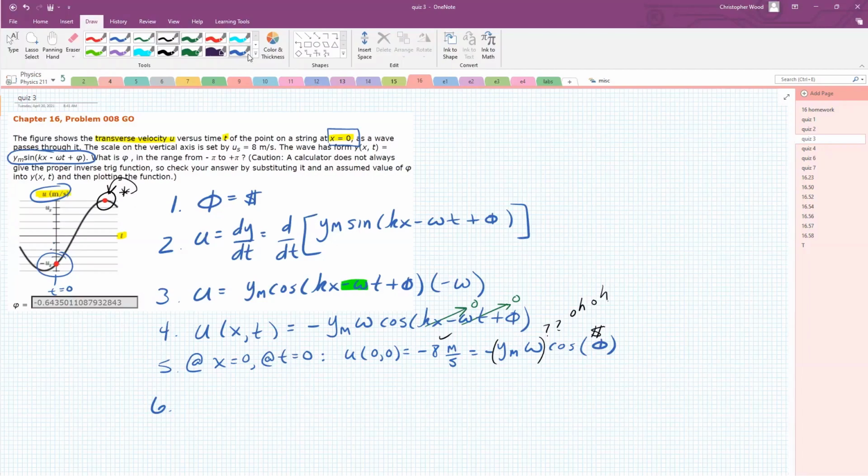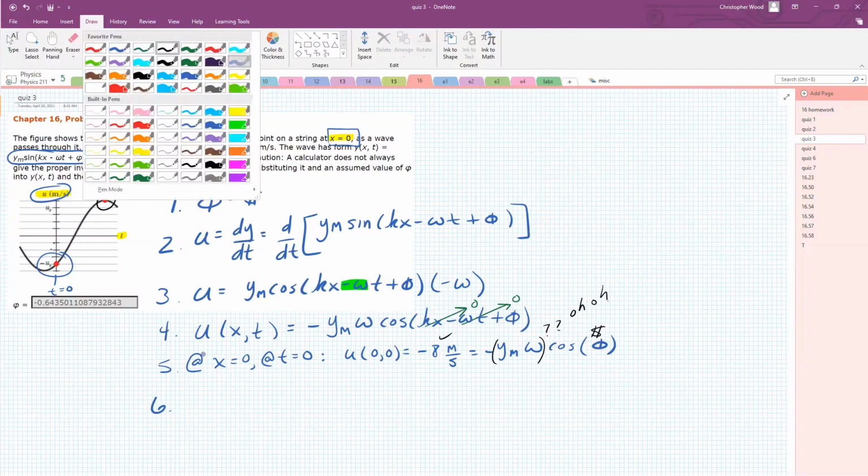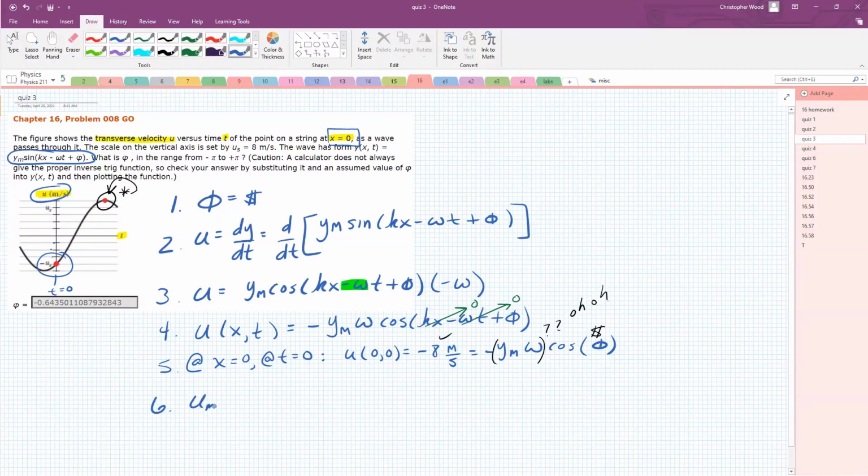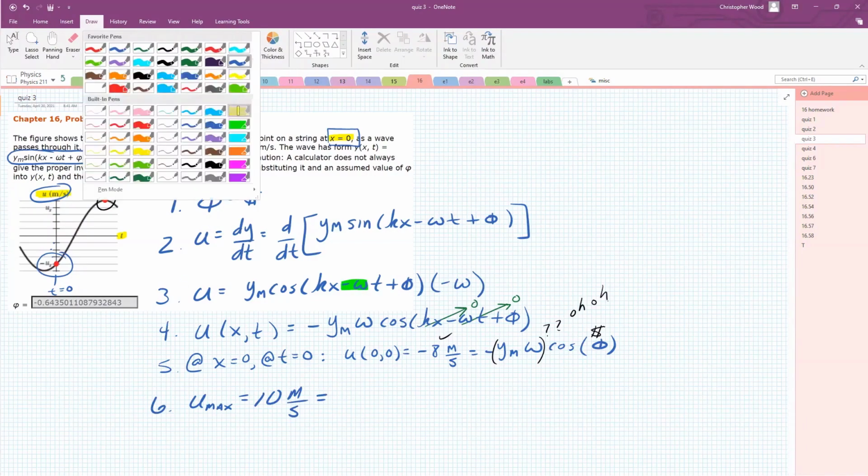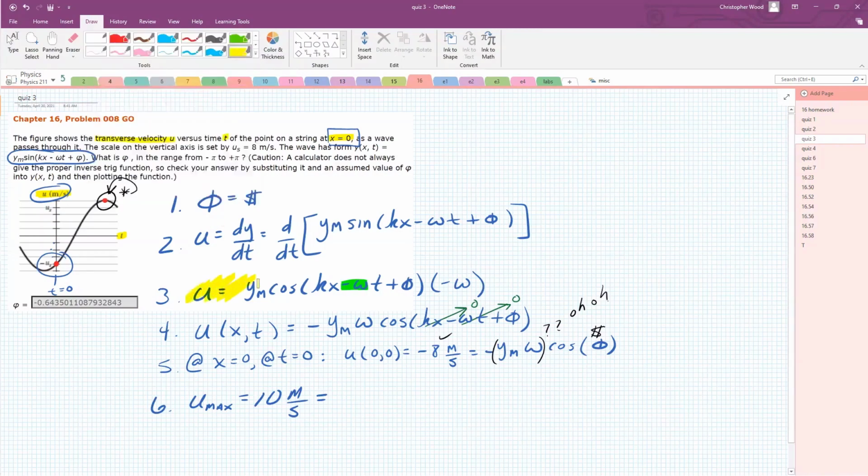At that data point. So that data point is saying the following. It's saying u max, the maximum transverse wave velocity, is for me 2, 4, 6, 8, 10 equals 10 meters per second. And here's my generic transverse wave velocity function. So 10 meters per second equals this right here.